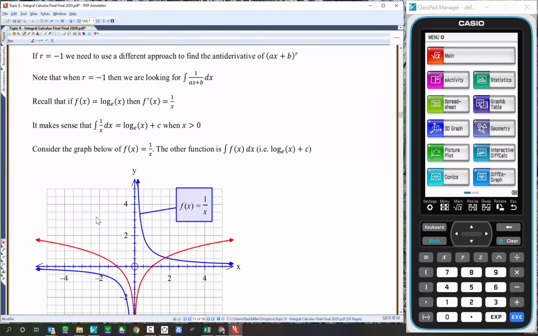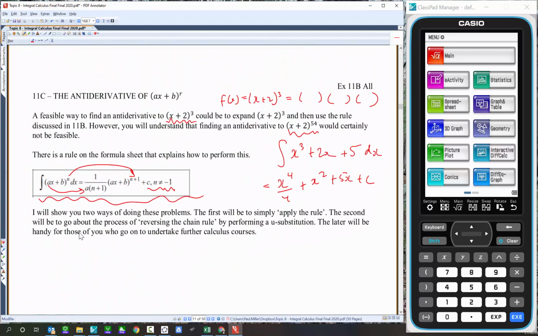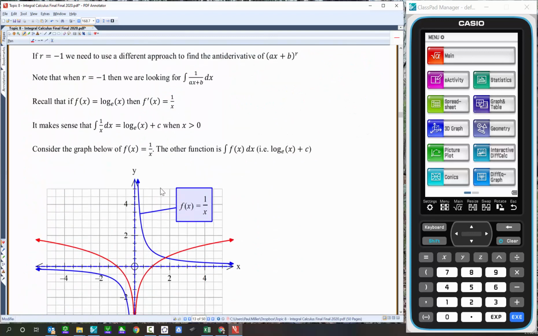All right. Remember, I looked at this rule over here, so speaking of the rule, and it said you can only use this rule when n is not equal to negative 1. So why can't we use it when it's negative 1? Let's just go back and quickly review that.